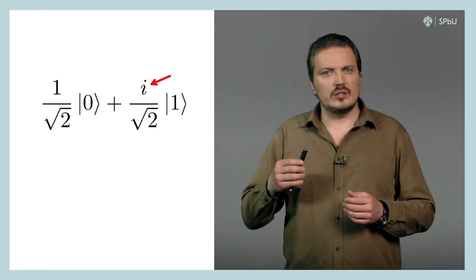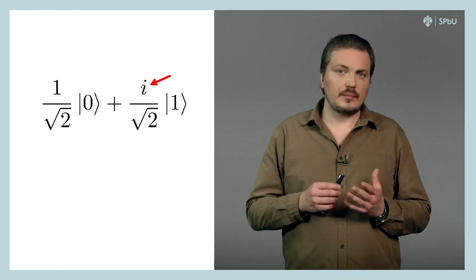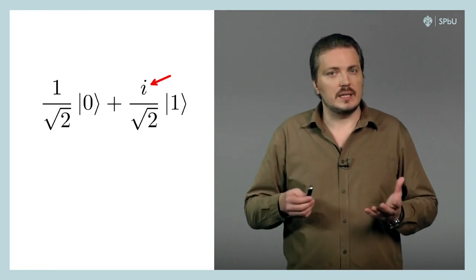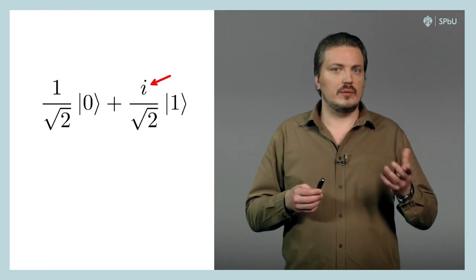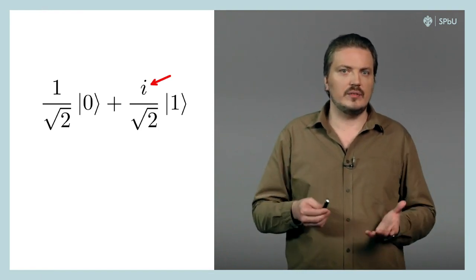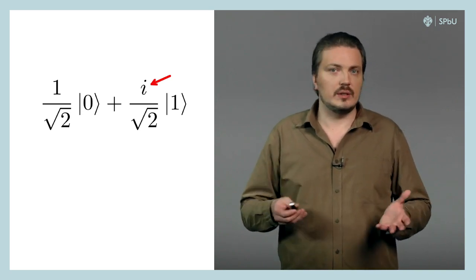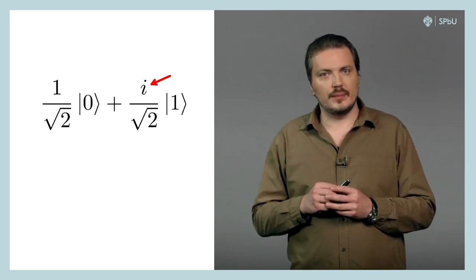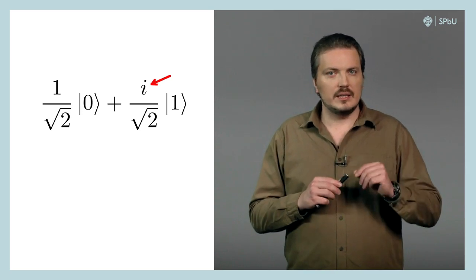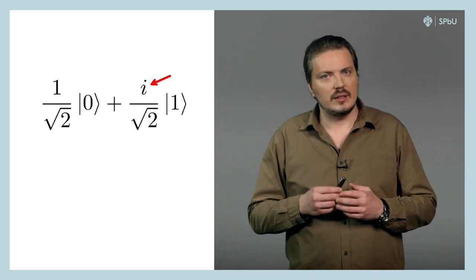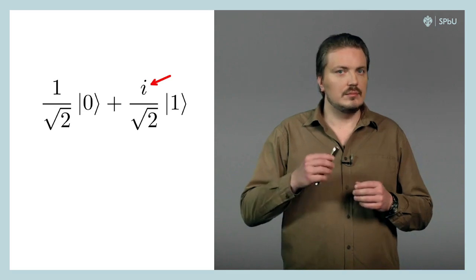But what if we consider this state? It looks pretty much the same as the state plus, except that for the vector 1, we now have a slightly different coefficient, imaginary unit instead of real unit. Does this substitution change our state? Let's see.